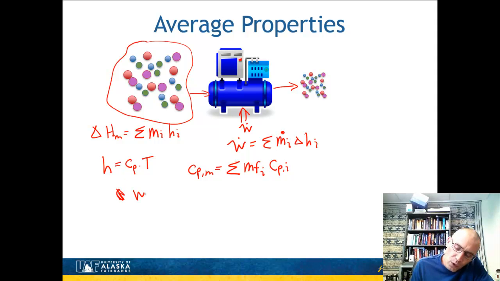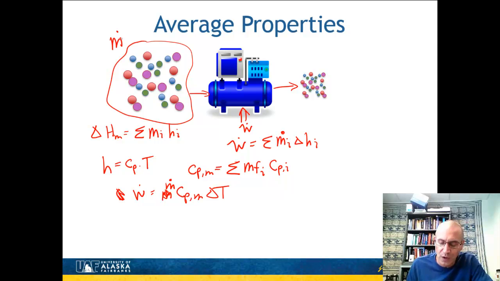And then I could go ahead and put that in and say, okay, well, for example, the work requirement is going to end up being equal to the mass flow rate times the C sub P of the mixture times delta T. And then what I would end up doing is just taking the total mass flow rate of this mixture. So this now is the total mass flow rate going in, not the mass flow rate of each individual component.